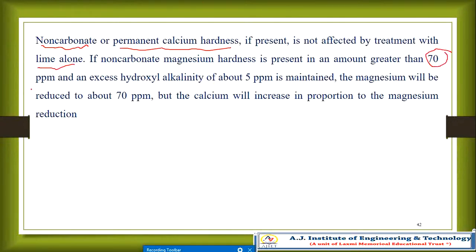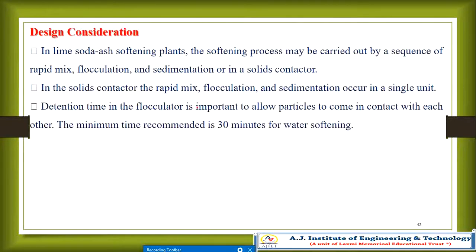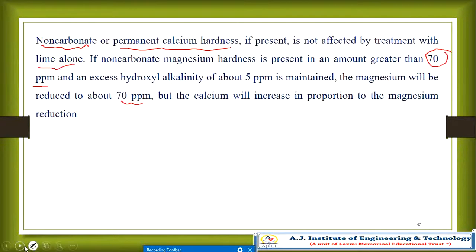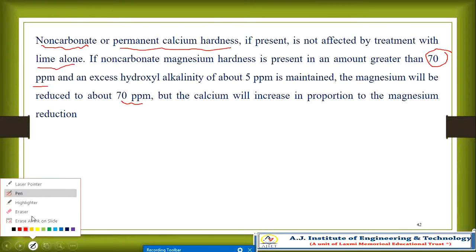If it is greater than 70 ppm and excess hydroxyl alkalinity of about 5 ppm is maintained, the magnesium will be reduced by about 70 ppm, but the calcium will be increased in proportion to the magnesium reduction. Okay, this is about your hot lime softening.